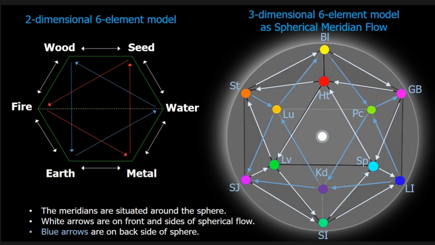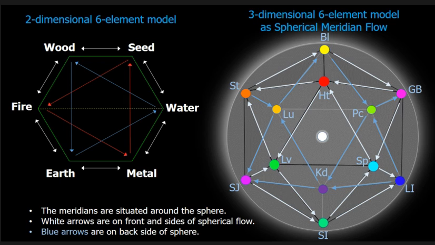Then over here to the right, you take that six-element model and it becomes three-dimensional. There's a whole geometrical pattern that has formed this spherical model. It's all very precise. It's not random. There's a formula to it that creates this spherical model. And so this is the three-dimensional six-element model and what I call the spherical meridian flow.